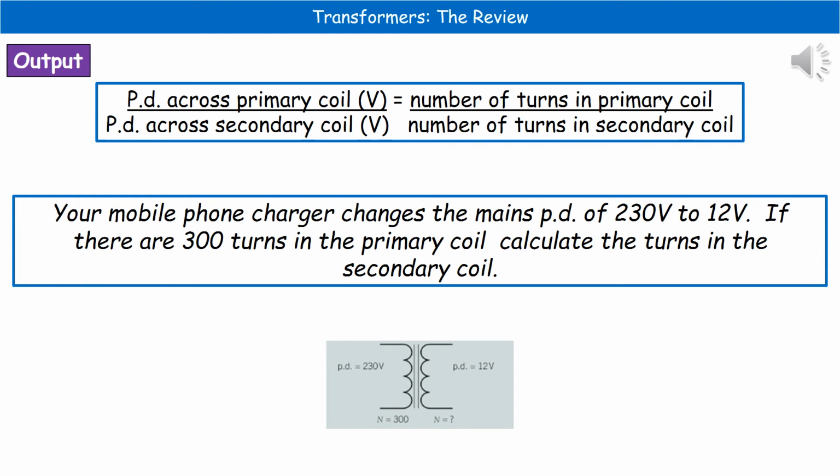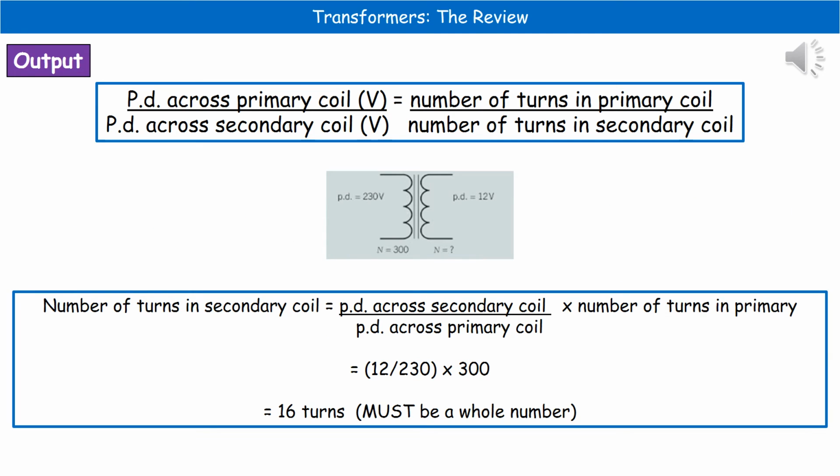And then at the bottom, we've got N, which stands for the number of turns of coil, which is obviously 300 for our primary and unknown, hence the question mark, for our secondary coil. So we've set out our little diagram there so that we can see our potential differences and the number of turns. The next thing we need to do is then rearrange that formula to give us the subject for what we need to work out, which in this case is the number of turns in the secondary coil.